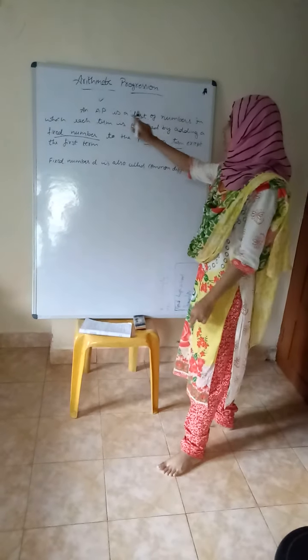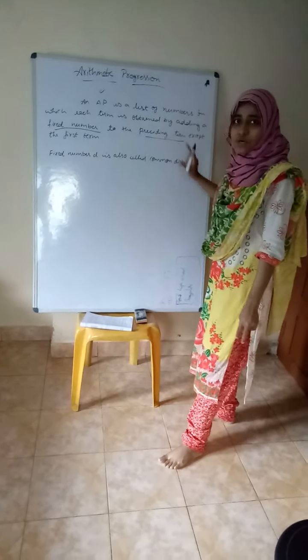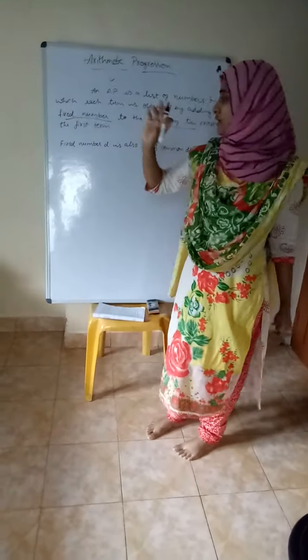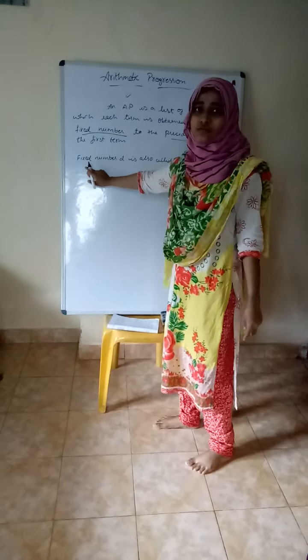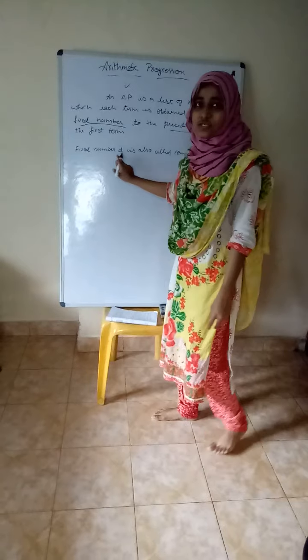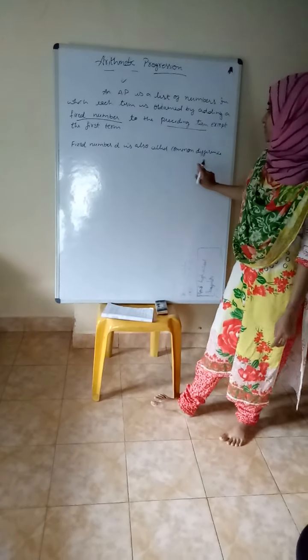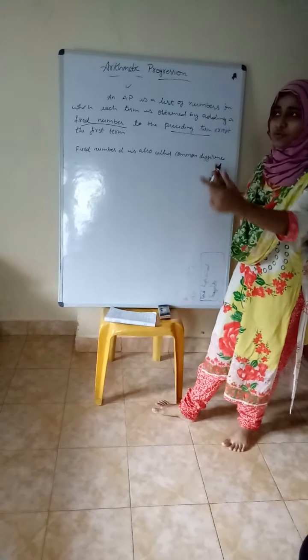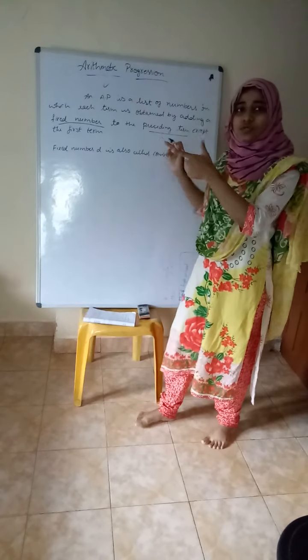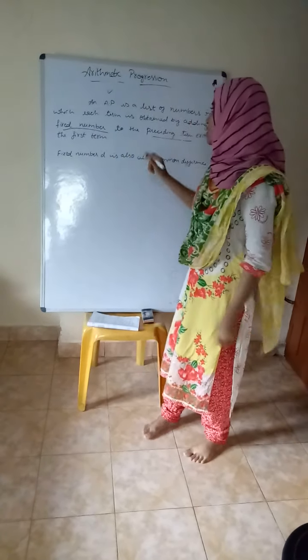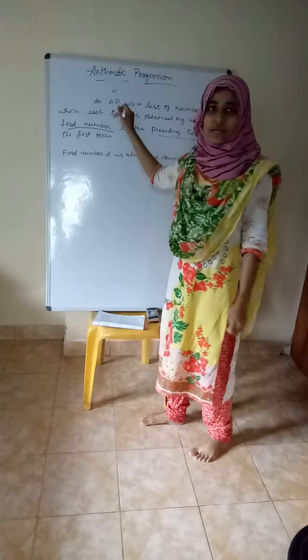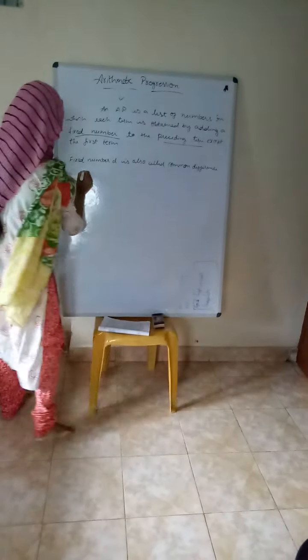So what is an AP? AP is a list of numbers where you are adding a fixed number to the preceding term. We have taken the fixed number as D, which is also called the common difference. Common difference means if you have two terms, the difference between those two is called the common difference. So let me explain this with one example.